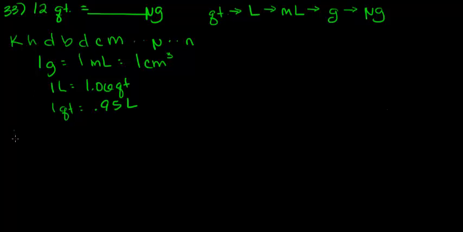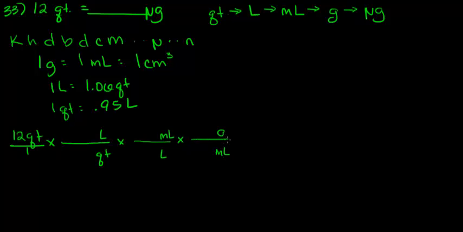So we'll start with 12 quarts over 1 and a conversion factor. Probably going to need several, so I'll just start filling them in. Quarts and liters, liters and milliliters, milliliters and grams, and finally grams to micrograms. And we'll do it again because we'll do it twice. 12 quarts.